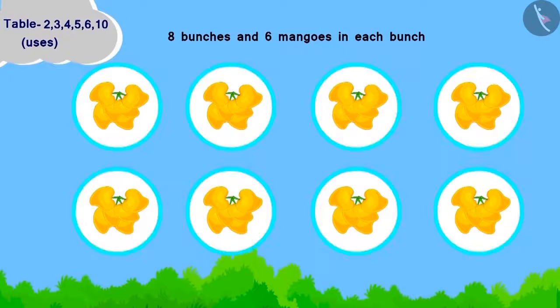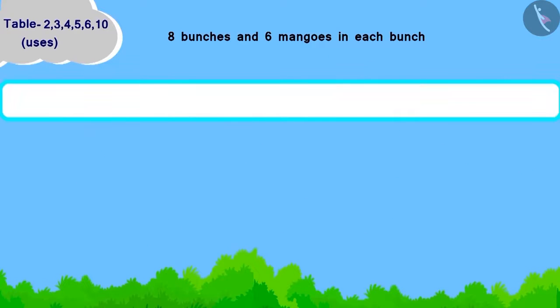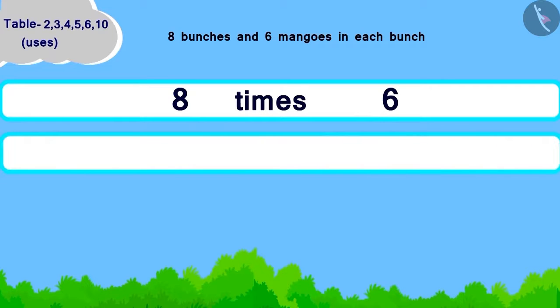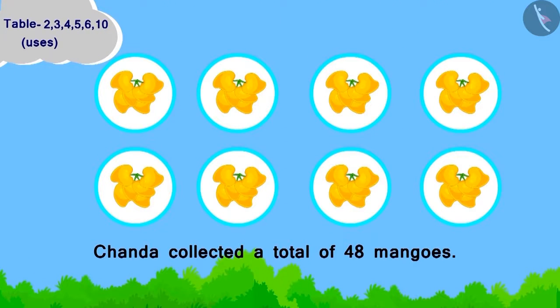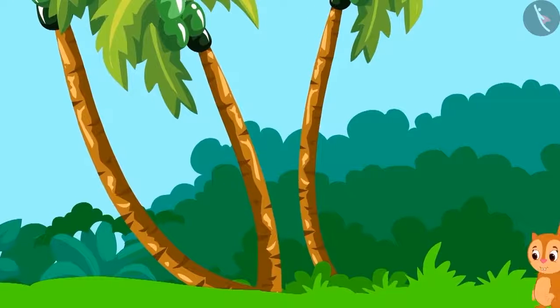Chanda has got 8 bunches and every bunch has 6 mangoes in it. How will we write this? 8 times 6. Now, how will we write it as multiplication? 8 multiplied by 6. Now, using the table of 6, they become 48. Chanda collected a total of 48 mangoes.